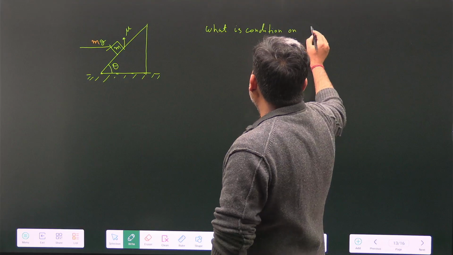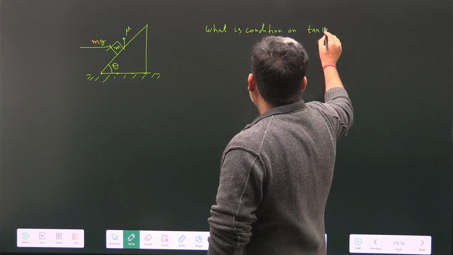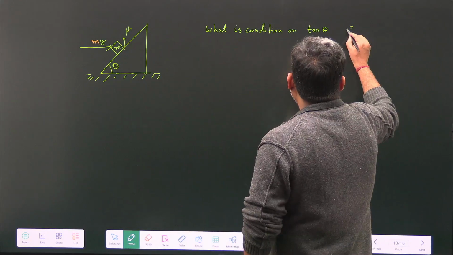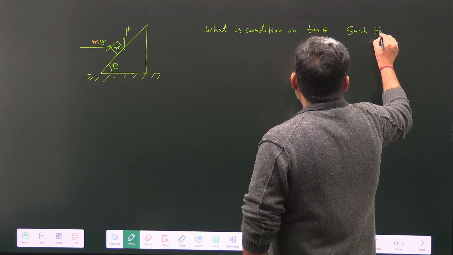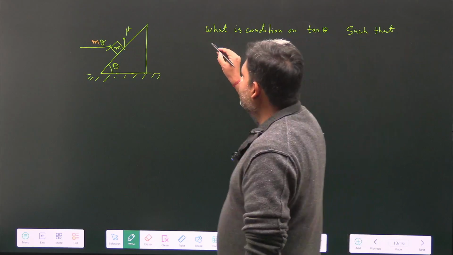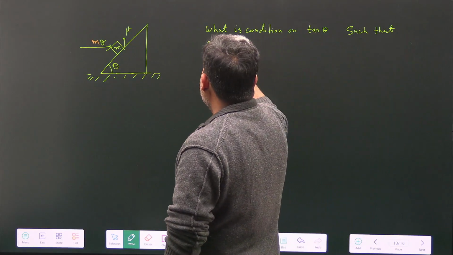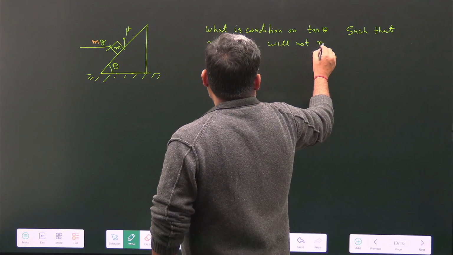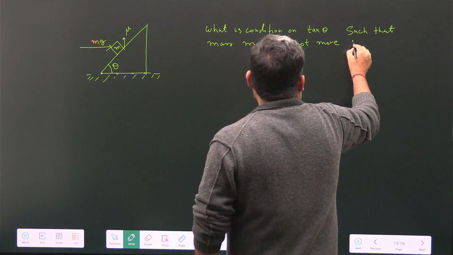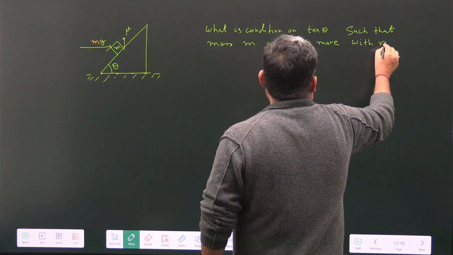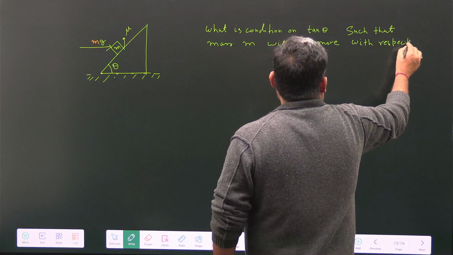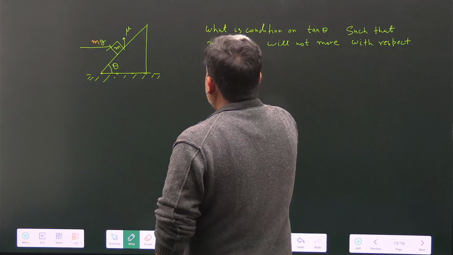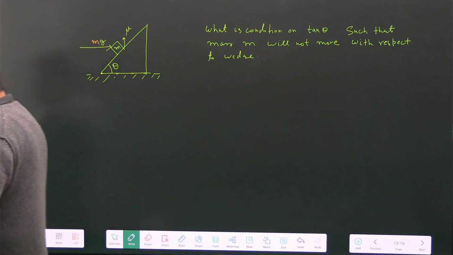Condition on tan theta such that mass m will not move with respect to the wedge, or prism, whatever you can say.